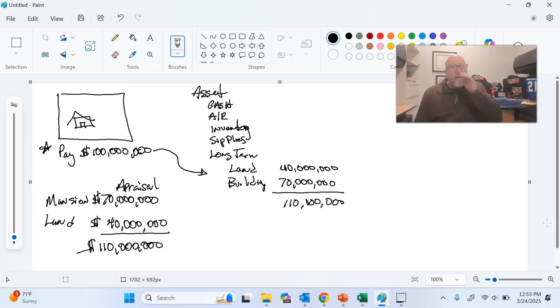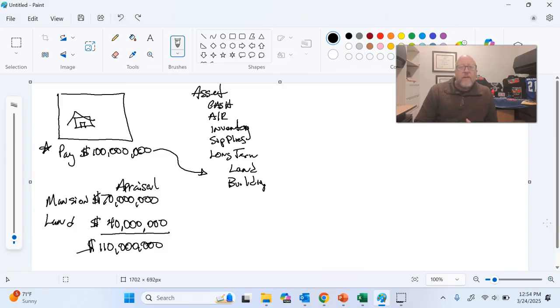Okay. We have to put on the balance sheet the cost of acquisition, not what the value of the asset is, right? So we clearly paid $100 million for the land and the mansion, but it turns out it's worth a little bit more. And the important thing to remember is that what goes on the balance sheet is the cost of the asset, not the value of the asset.